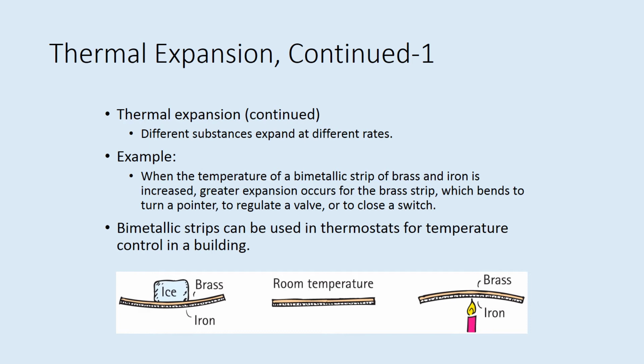And so by doing this, using this bimetallic strip, we can either have the bending cause the closing of a circuit to activate the furnace for heating, or if it bends downward, it can close the circuit that will activate the air conditioner. So this bimetallic strip then can be used as a thermostat, and the thermostat can be used to control the temperature in the house.